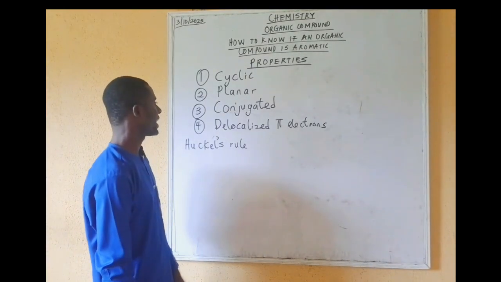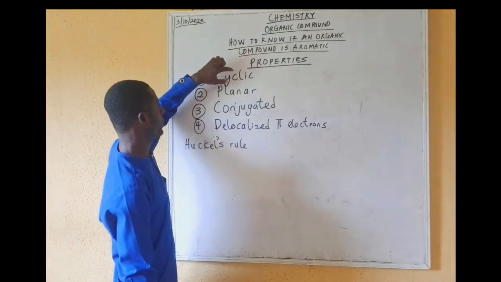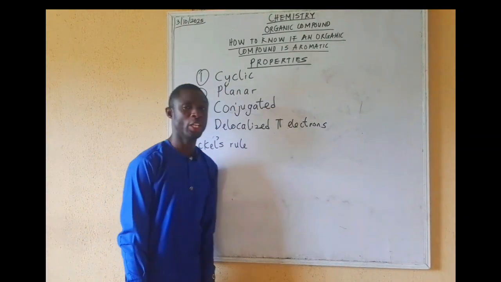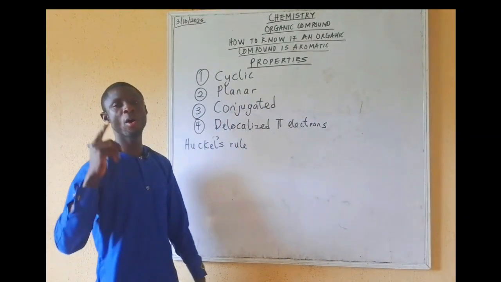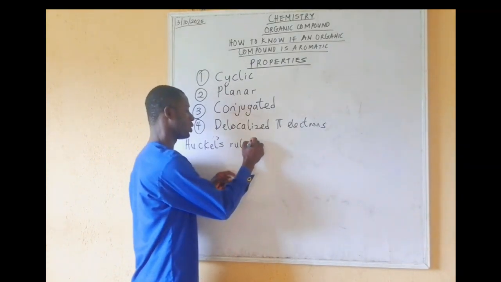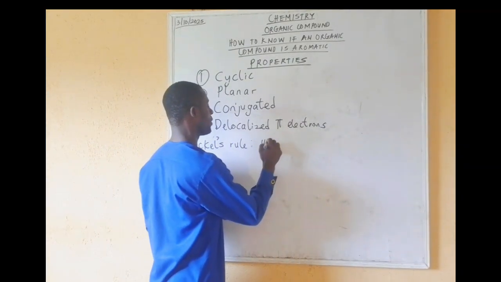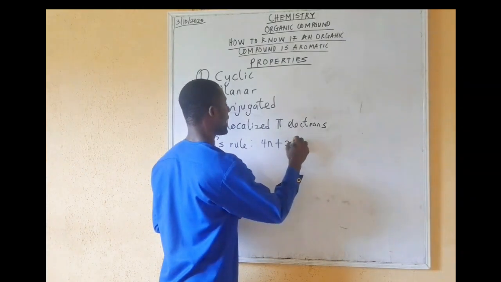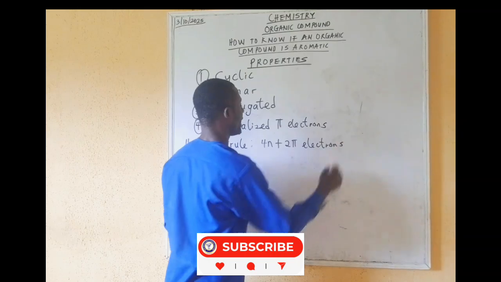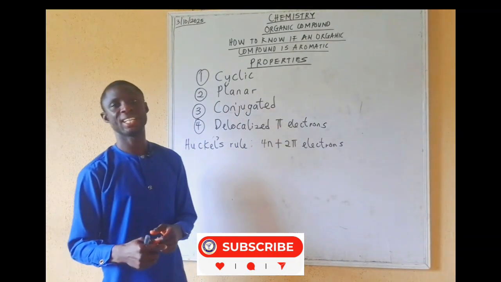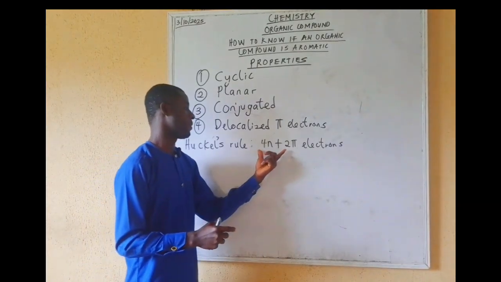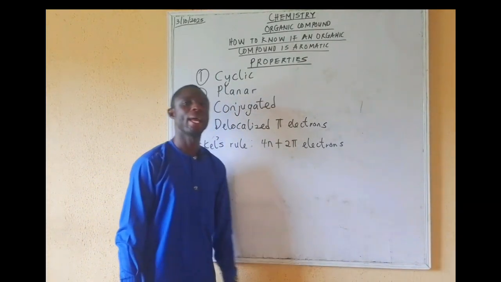That means that in addition to being cyclic, planar, conjugated, and having delocalized pi-electrons, the compound must also have 4n plus 2 pi-electrons. That is what Hückel's rule is talking about. The pi-electrons inside the compound must be 4n plus 2.